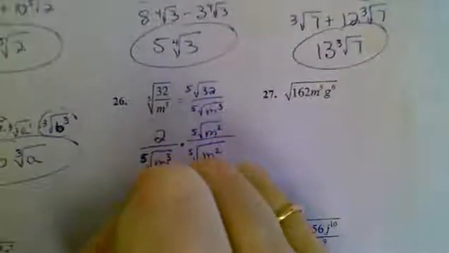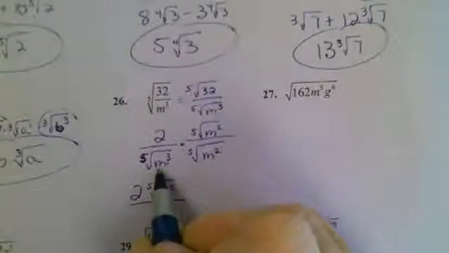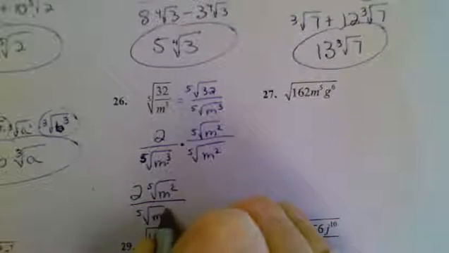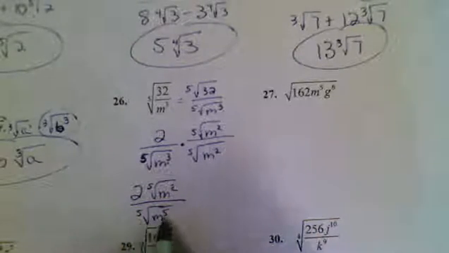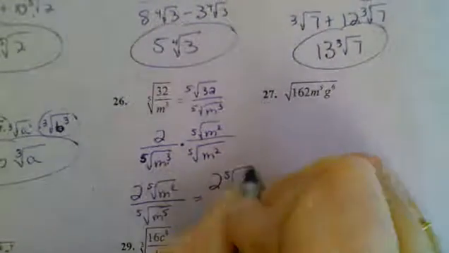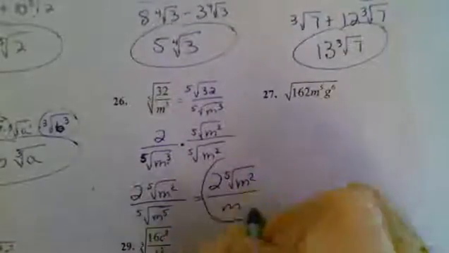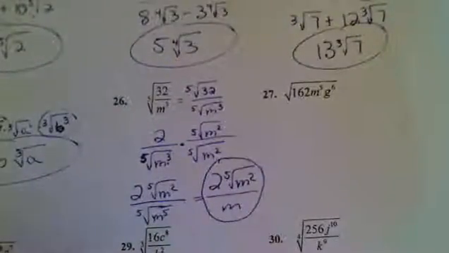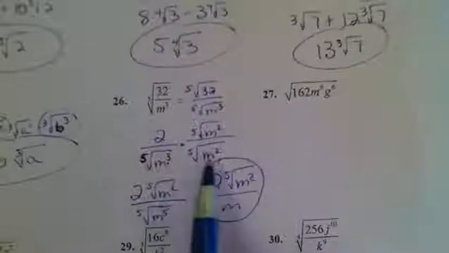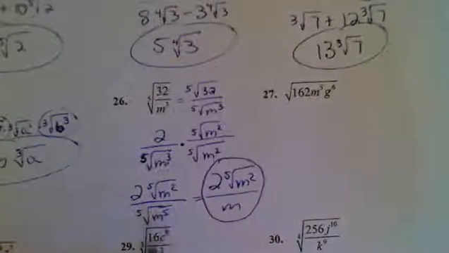So in the numerator, I have 2 times the 5th root of m squared. In the denominator, I have the 5th root of m to the 5th. Again, I can simplify that. Think of m to the 5 divided by 5. So my numerator can stay the same, and in the denominator I get m. All right, so that's if you can't simplify, but you still have something in the denominator, you have to multiply to get that to be a perfect fifth.